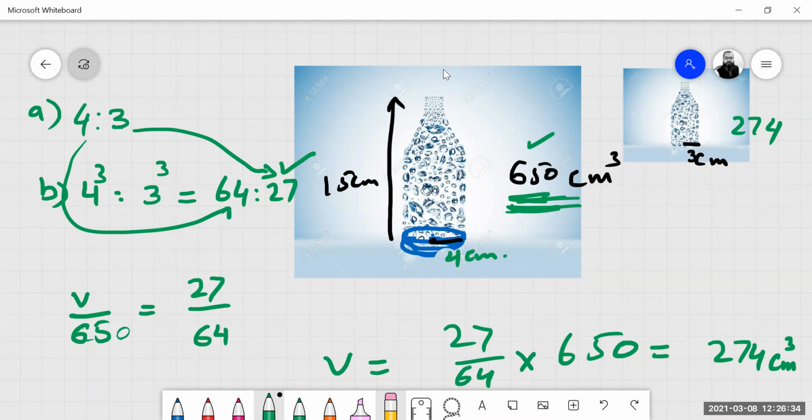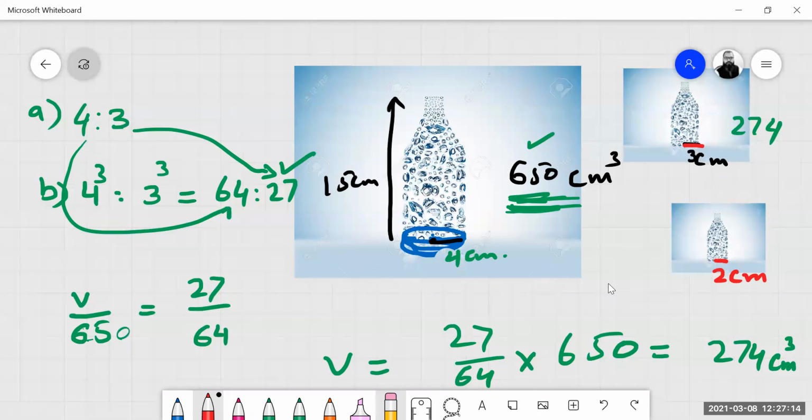Now, with the same question, I will make a little change and we will solve the same question again. If this ratio becomes another question, this is now 2 centimeter. All the things remain the same. So what will be the capacity of this 2 centimeter radius base bottle?